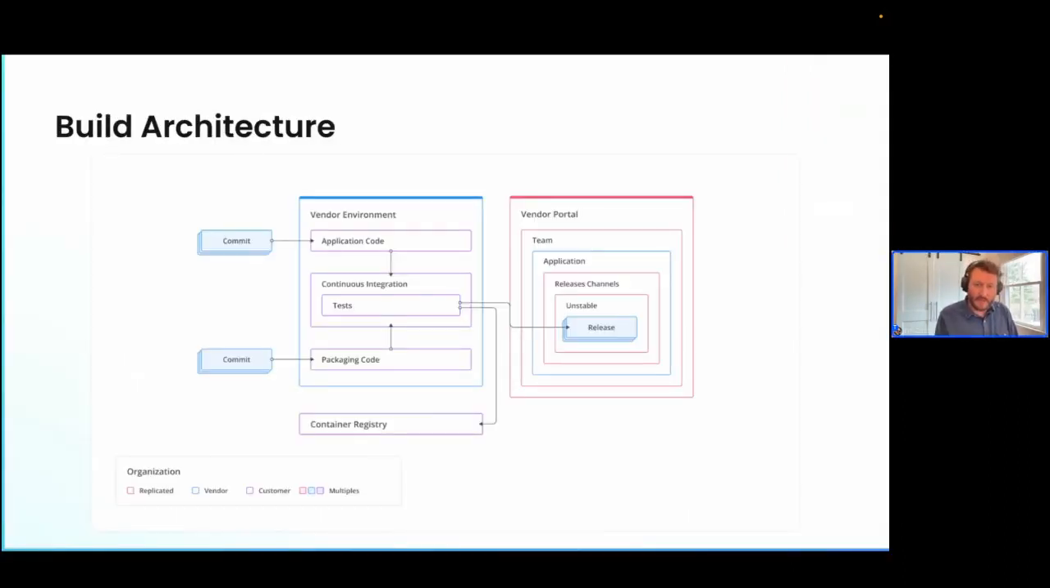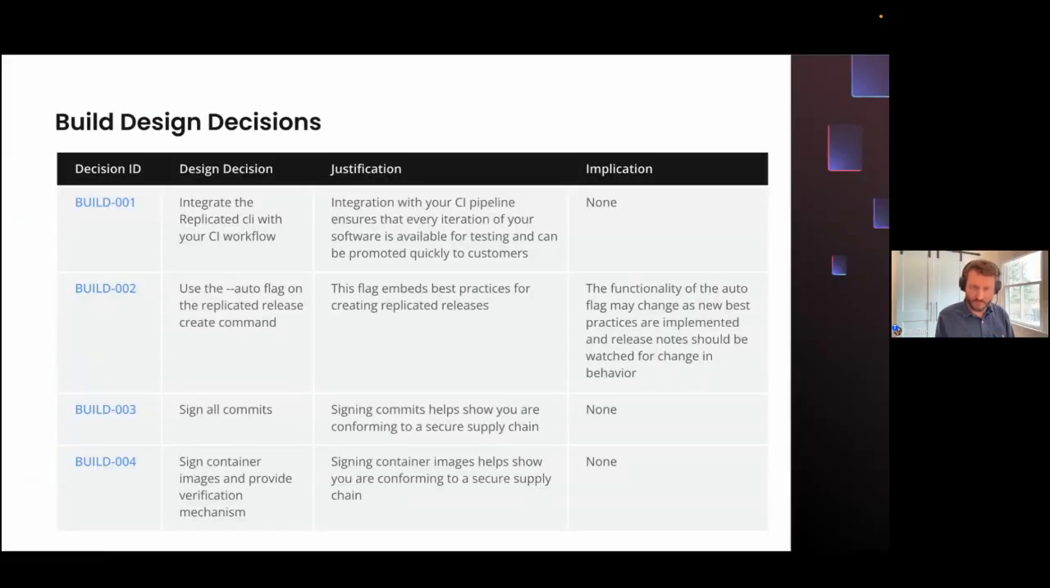So we'll talk a little bit about build architecture, and the key thing we're calling out is that there's packaging code that you're committing to, and there's application code. Those come together in a continuous integration system, and they generate releases. And those releases will always go towards the unstable branch in your vendor portal. So let's talk about a few of these items.